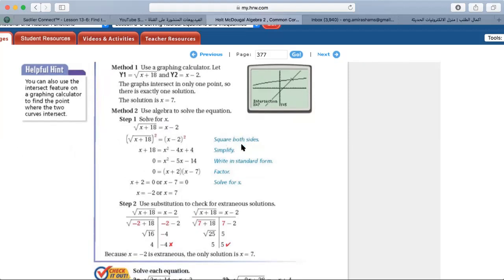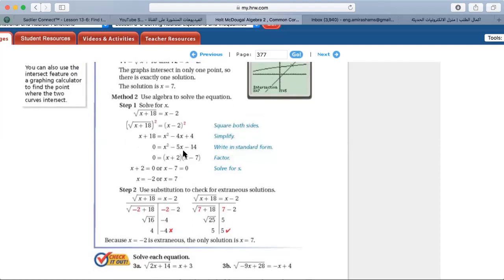Square both sides because I have a square root here. The first step was to isolate. It's already isolated. The second step is to raise both sides to the power of the index of the root, which is 2. So I raise both sides to the power of 2. Then the power of 2 will cancel the square root. Then I will get x plus 18 is equal to, I will expand, x squared minus 4x plus 4.